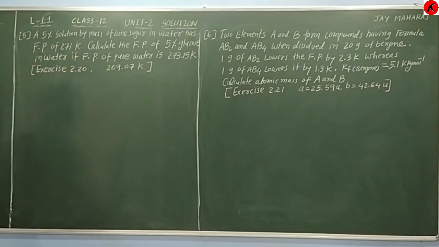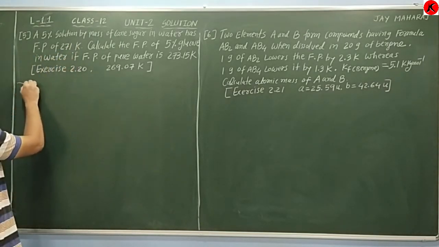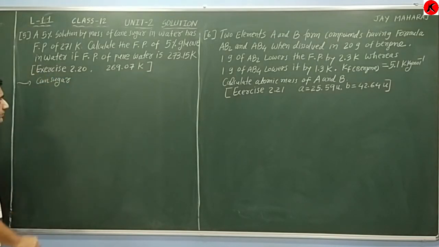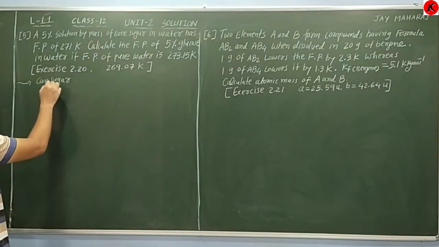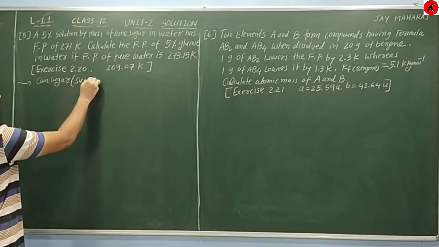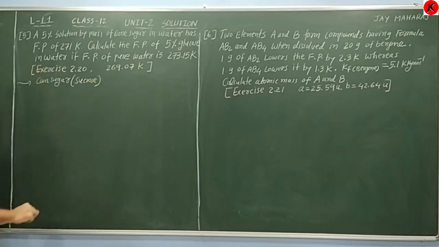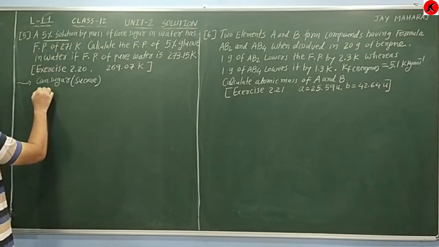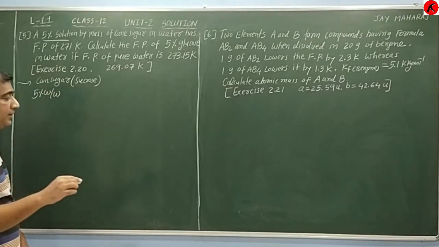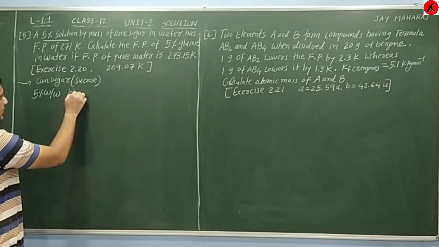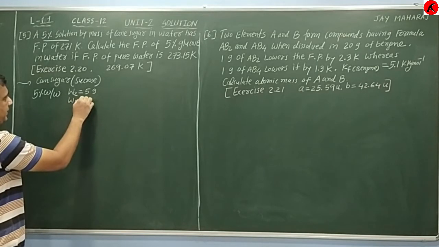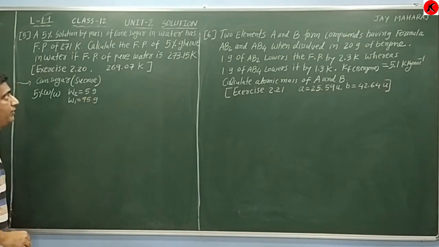5% solution by mass of cane sugar is given. So initially data of cane sugar. Cane sugar means sucrose. Now 5% solution is given. That means 5% solution W by W. That means in 100 gram solution, 5 gram is sucrose. That means W2 is 5 gram and the W1, remaining, is water, which is 95 gram.